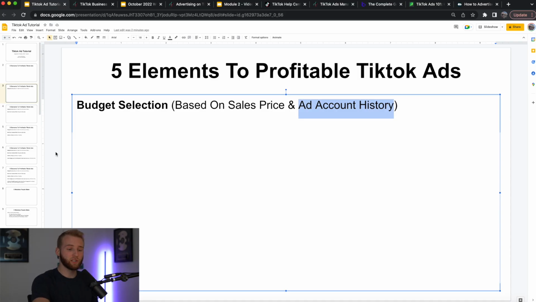But if I also have an ad account that's making $100,000 a month, there'd be no reason for me to launch a $50 a day ad. It wouldn't benefit anyone. You want to move higher budget as quickly as possible. So we'll talk about that framework, but budget selection, very important.